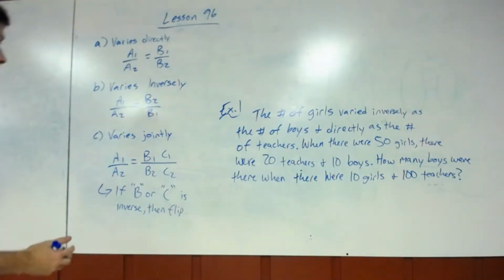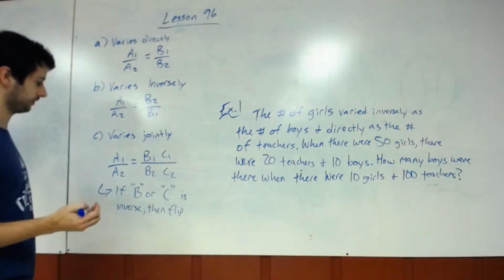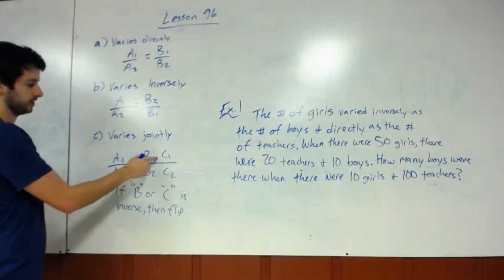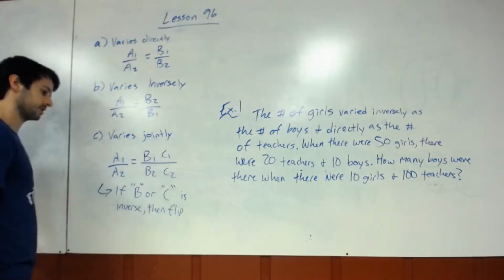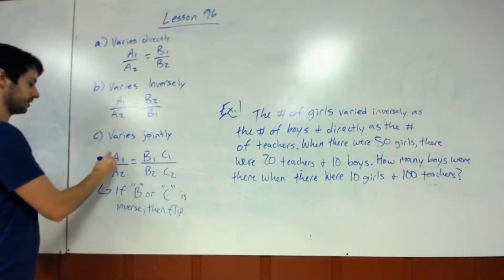Now we're going to look at one more where it says varies jointly as. And all that's going to do is add a third variable. So A1 over A2 equals B1 over B2 times C1 over C2. So this is varied jointly as.